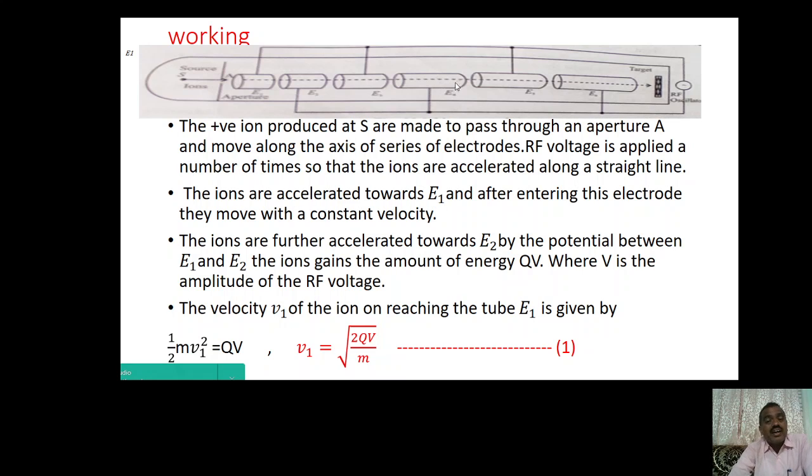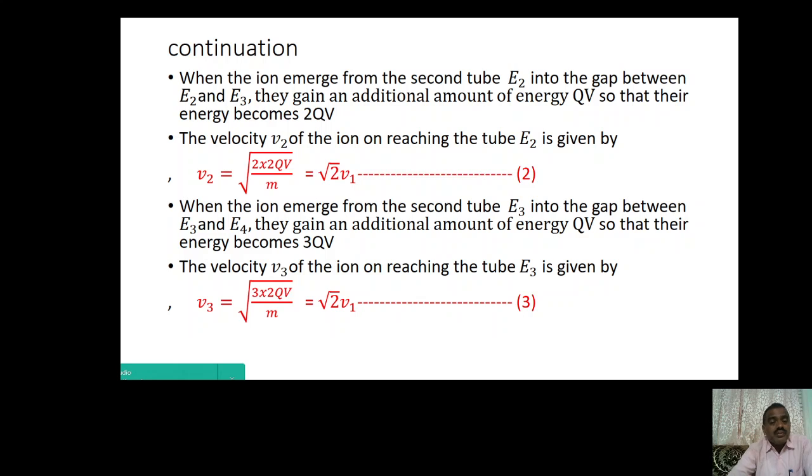Similarly, when an ion reaches the electrode between E3 and E4, its velocity becomes square root of 4 into 2QV divided by m, that is, square root of 4 V1. Earlier, the velocity V3, square root of 3 into 2QV divided by m, is equal to square root of 3 V1.